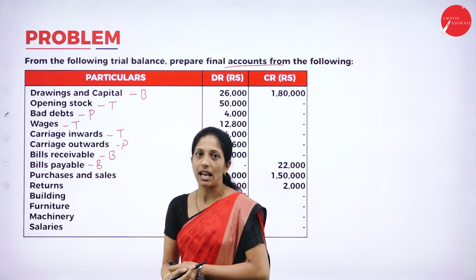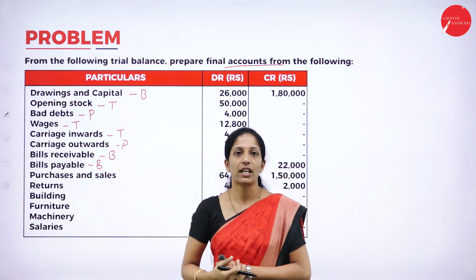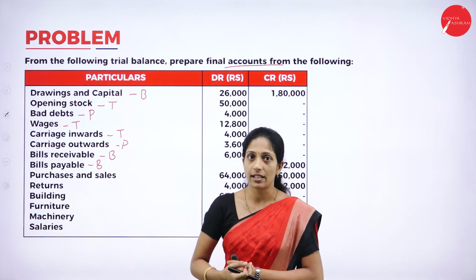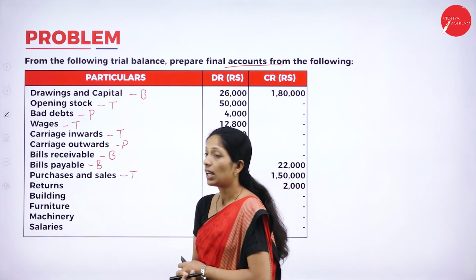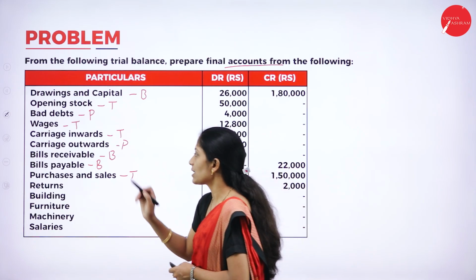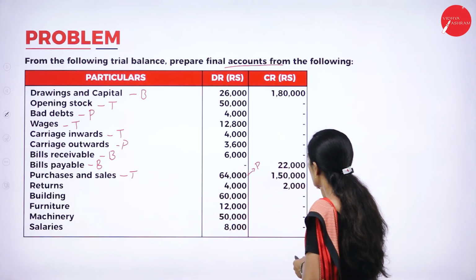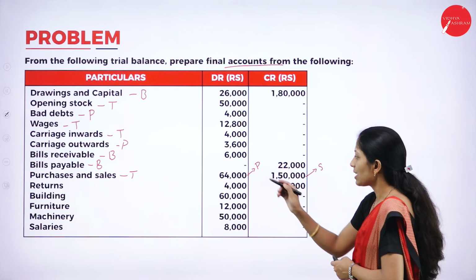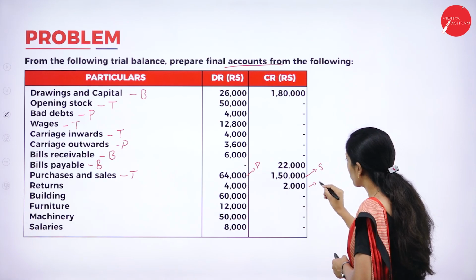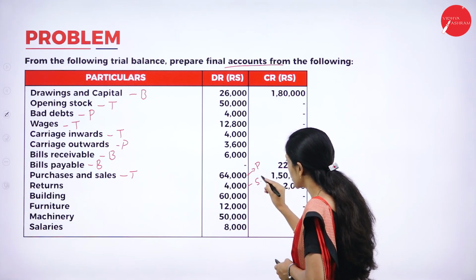Next, purchases and sales. So how do we record? Purchases in the debit side of trading account and sales in the credit side of trading account. So this comes under trading account. Next, returns. So returns, purchase. Now this is the amount of purchase and this 1,50,000 is the amount of sales. Whereas coming to returns, the amount in the credit side will be purchase return and the amount in the debit side will be sales return.